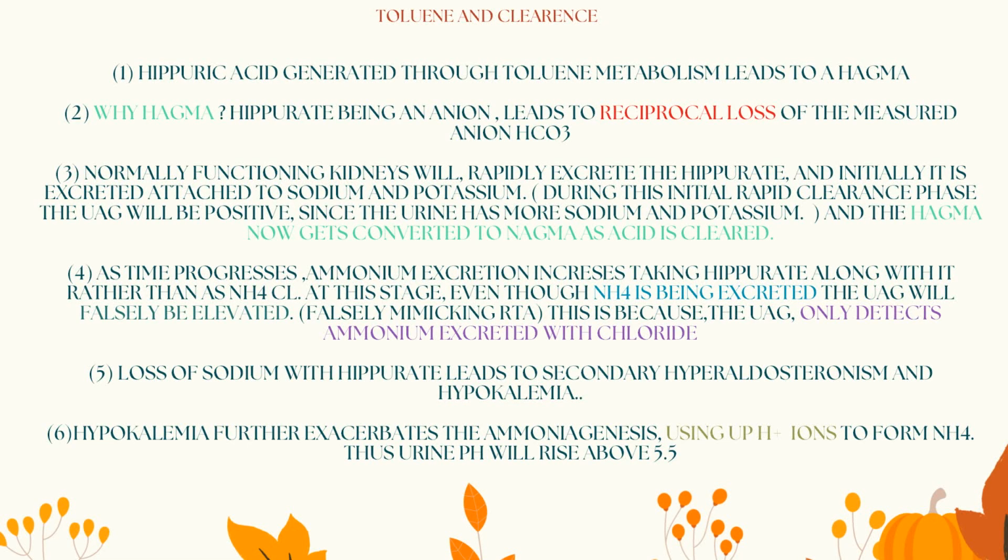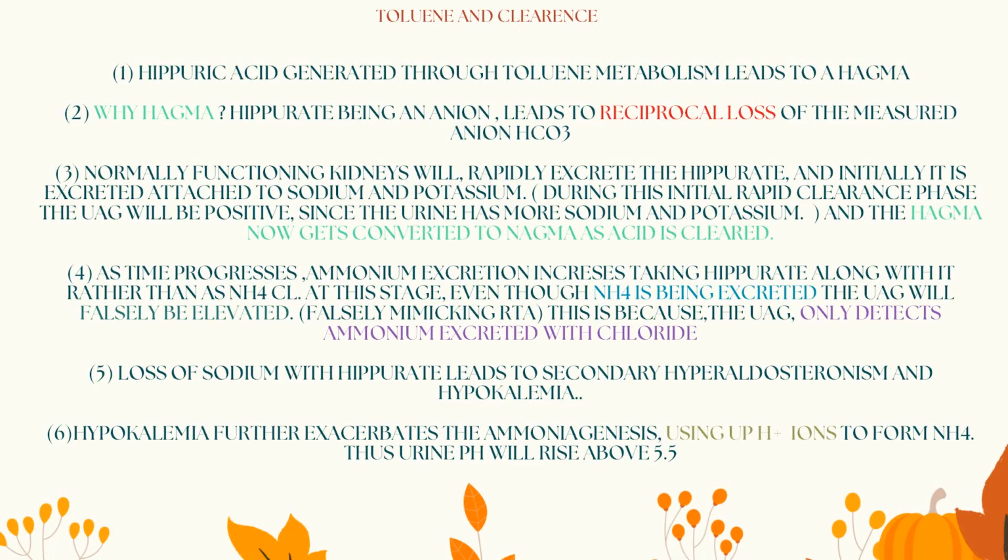So, toluene intoxication generates hippuric acid and benzoic acid with metabolism, and them being acids, you develop a HAGMA. Why HAGMA? Hippurate and benzoate being anions, they lead to reciprocal loss of the measured bicarbonate, thereby the gap between the cations and the anions increases and you have a HAGMA.